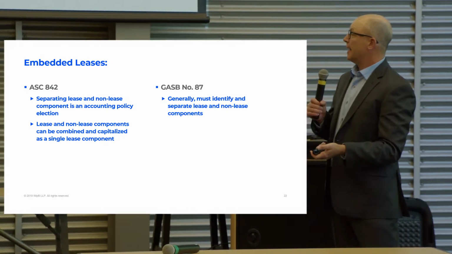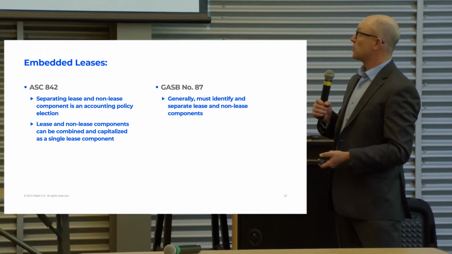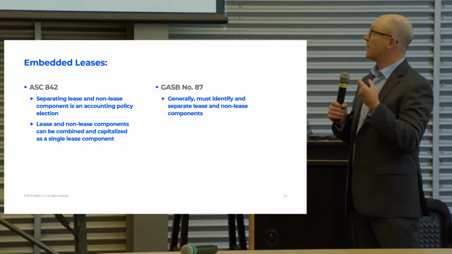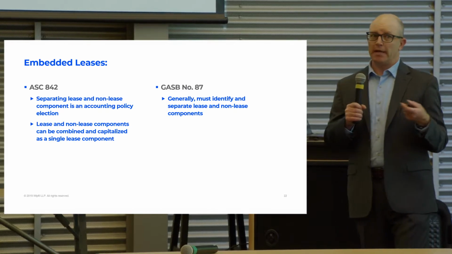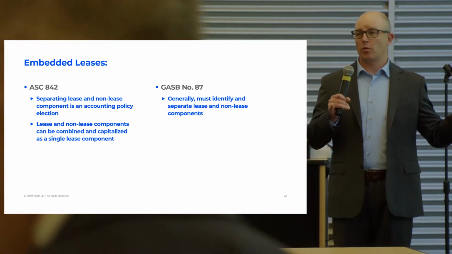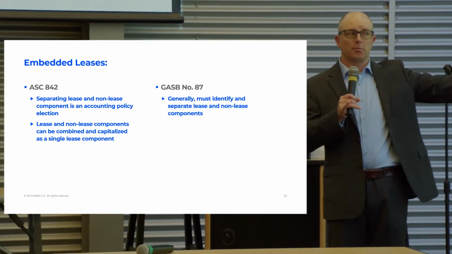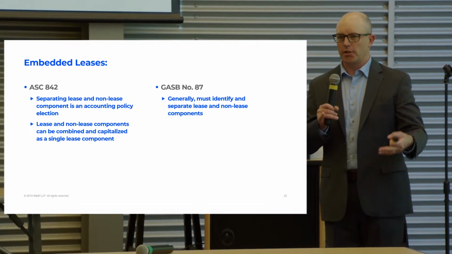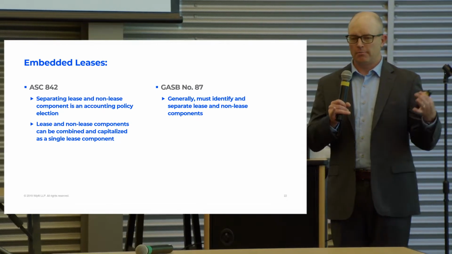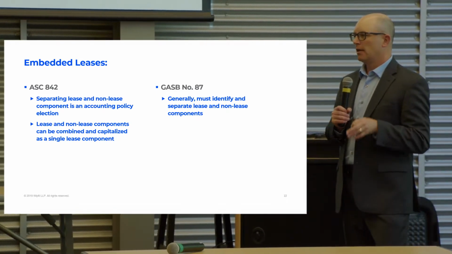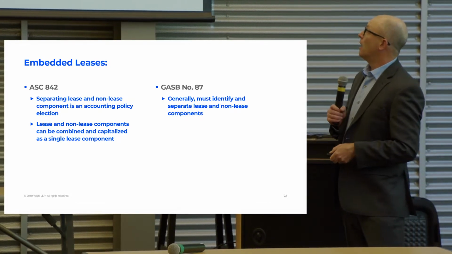So again, FASB, being the nicer of the two boards, said that you can, as a matter of accounting policy election, just say, hey, we're not going to worry about lease and non-lease components. If an agreement contains a lease, the whole thing's just going to be a lease. And this makes accounting a lot easier, because when the bill comes in, your AP staff have a lot easier time processing it. There's just less legwork.